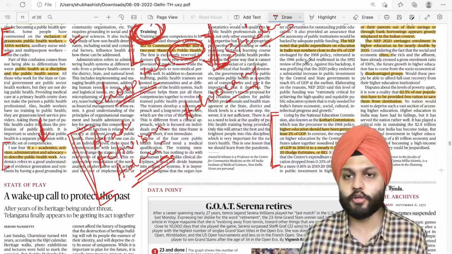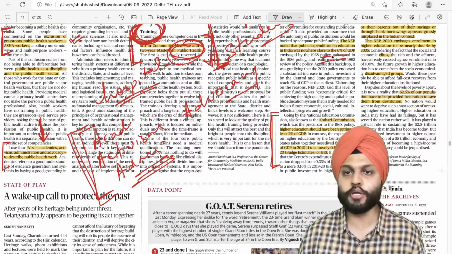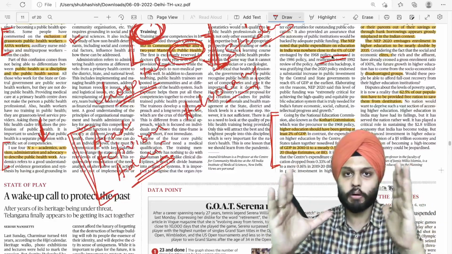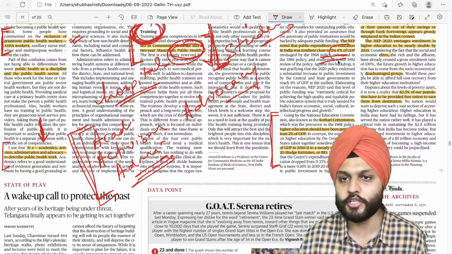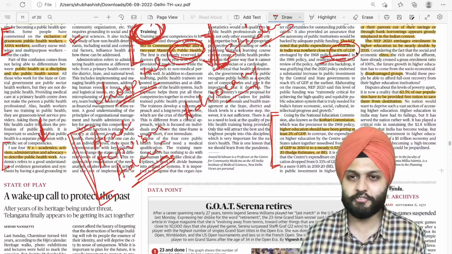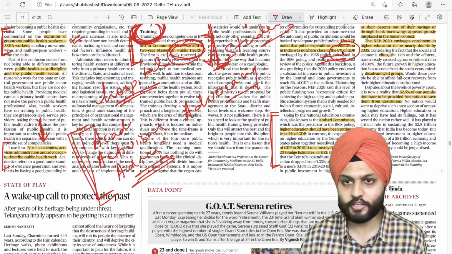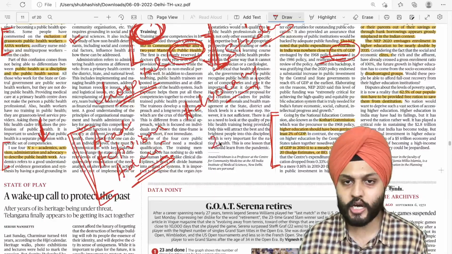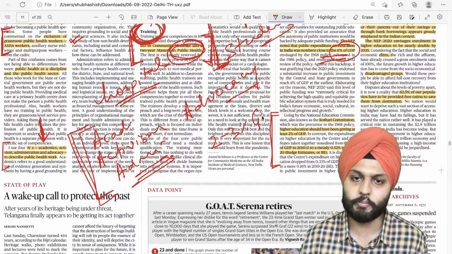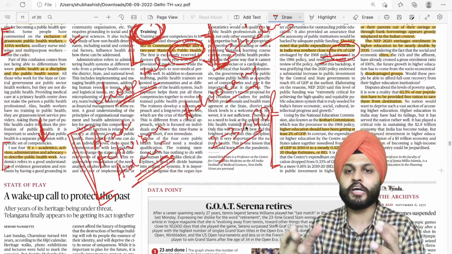The new education policy had recommended that in overall public education, the public expenditure should be 6% of the GDP. Typically, when this recommendation is given, whatever is recommended, we are at the half level. So 2 to 3% of GDP, right? That is what we are spending.